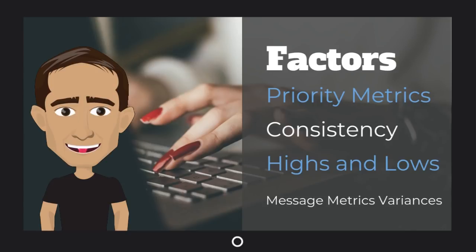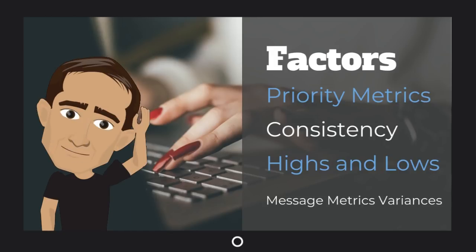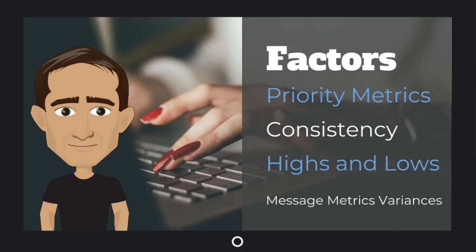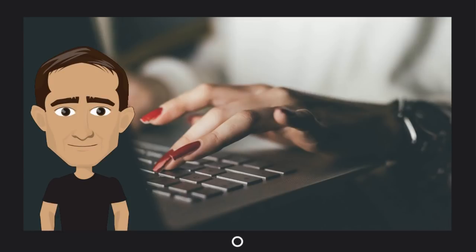Message metrics variances. What if you have a combination of great and horrible metrics resulting from a single message? For example, you might have a low open rate but very high click-through rate. This means that a piece of your message was good, like the subject, but the content was poor, or vice versa. These are things that you need to look at so that you can dig in and find out more information.